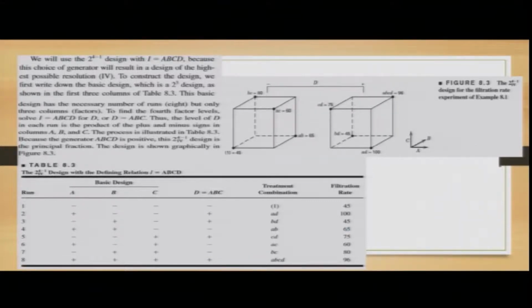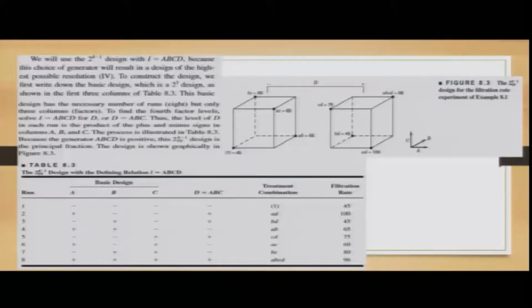To find out the 4th level, which is basically the level of significance, we have to find out A, B, C, D combined together, so we need to resolve it. Thus, the level of D, which is the 4th factor in each run, is the product of the plus and minus signs given for A, B, C combined together and taken separately.